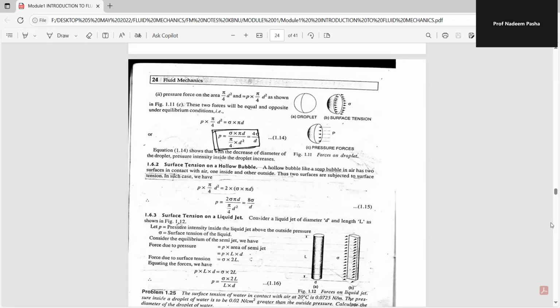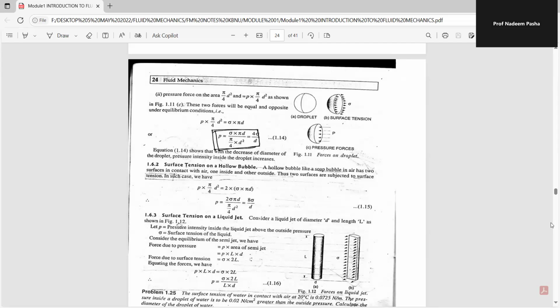So considering the equilibrium of the semi-jet, we have force due to pressure. How are you calculating force? P into the area of the semi-jet, that is P into L into D. We are assuming this to be a cylindrical portion. L into D is the area of the semi-jet.